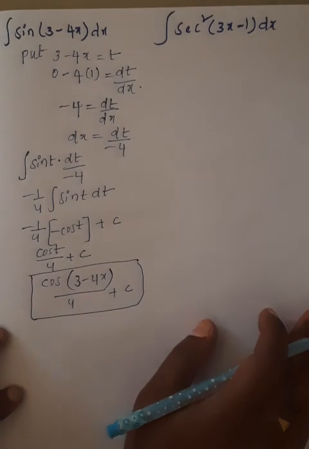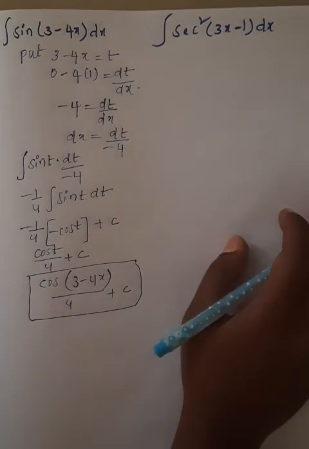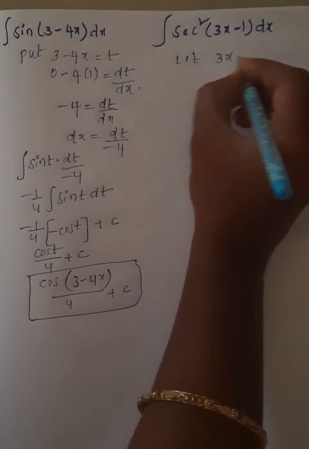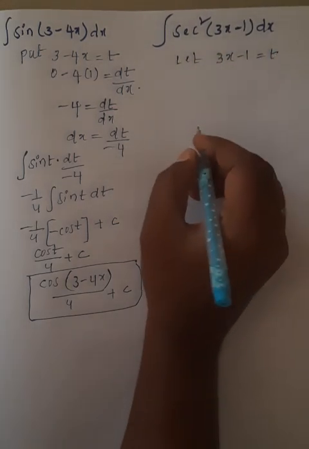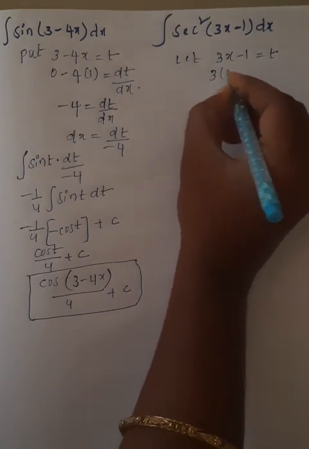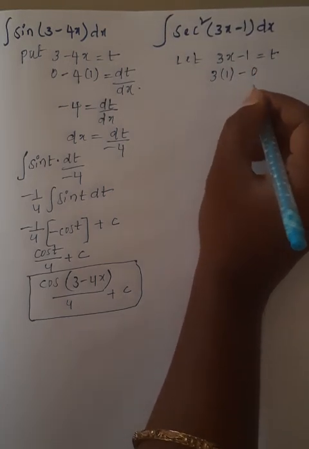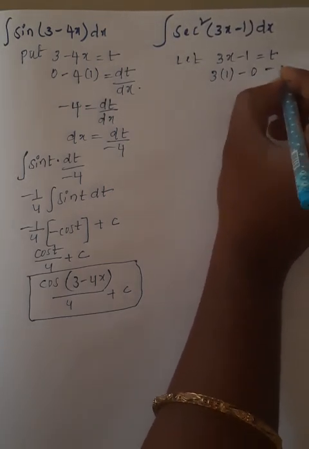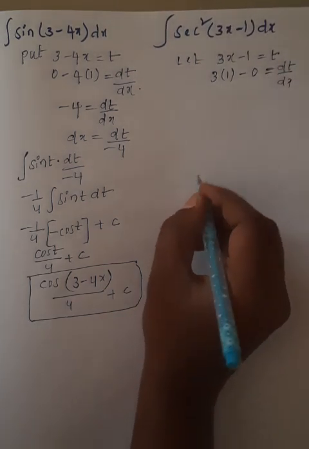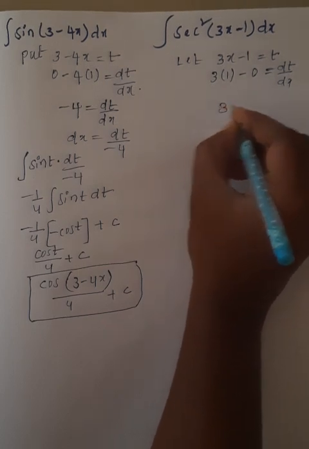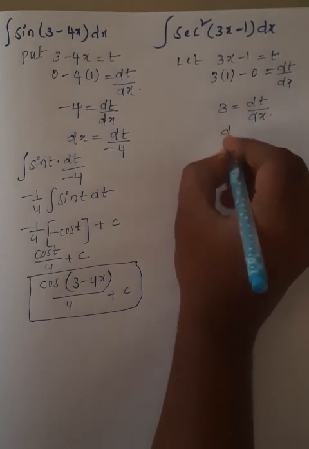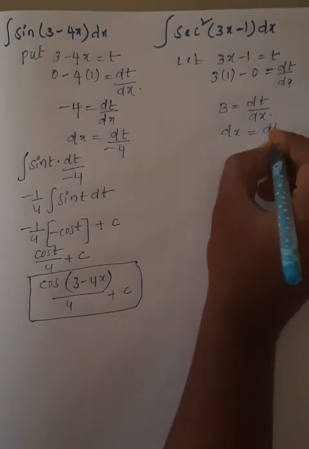Similarly we can solve this question. Let 3x minus 1 is equal to t. Then after we have to differentiate both sides. 3 into differentiation of x is 1 minus differentiation of 1 is 0, and the differentiation of t is dt by dx. Therefore 3 is equal to dt by dx. Similarly dx is equal to dt by 3.